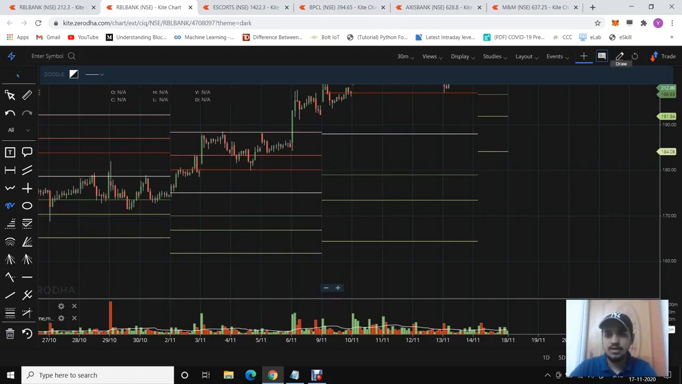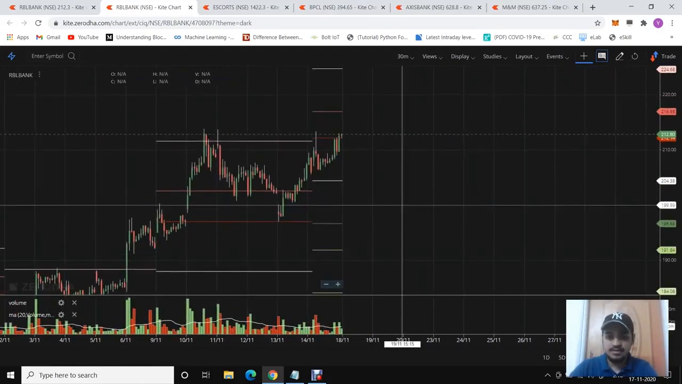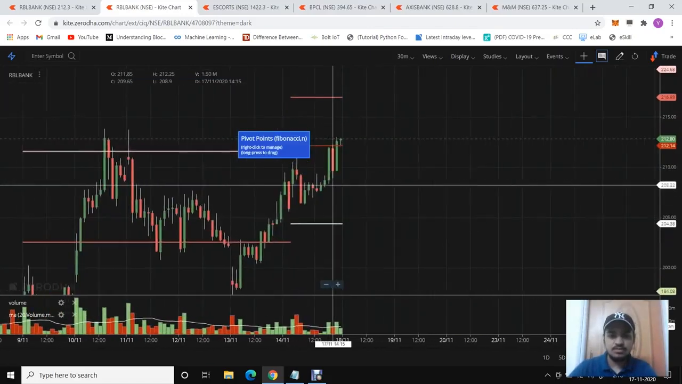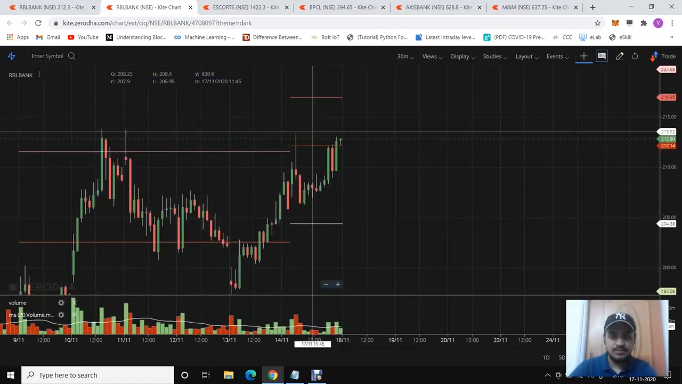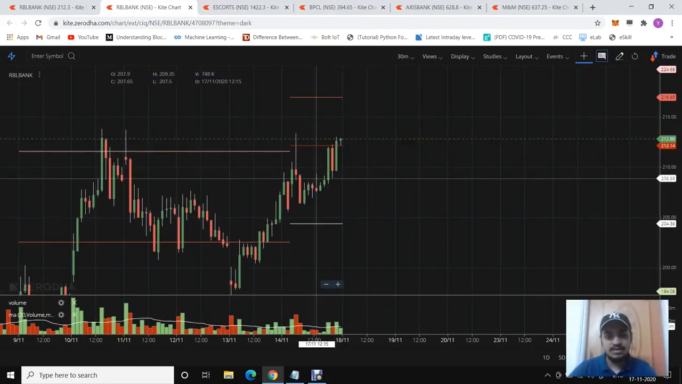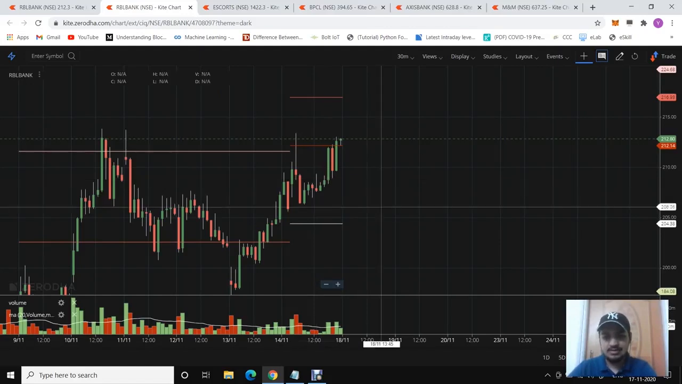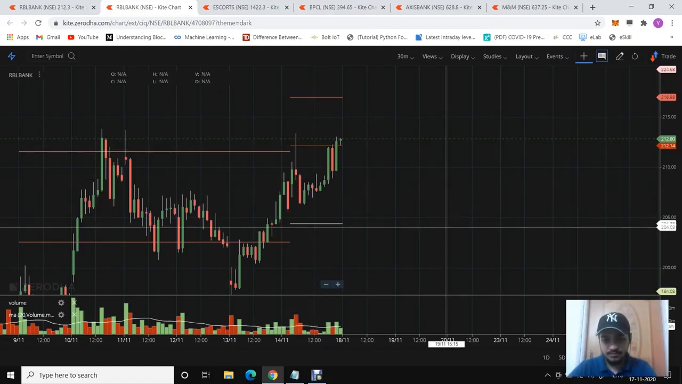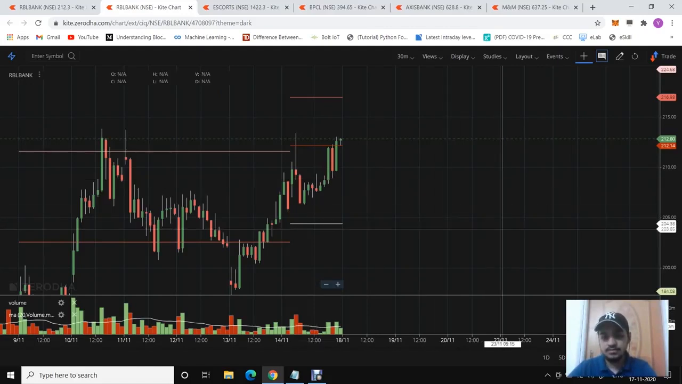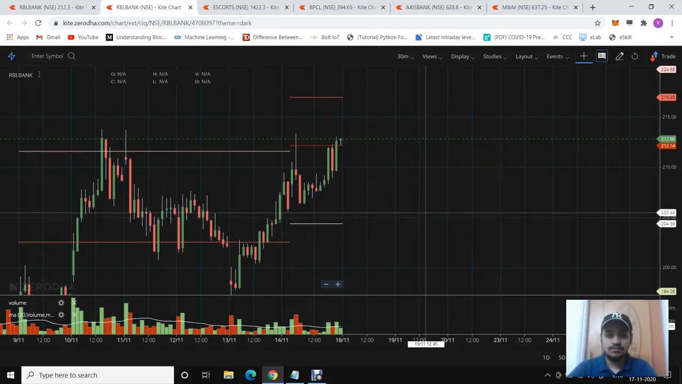That is the same thing. So these are the weekly pivot points. The only difference is that they change weekly. This set of pivot points which you can see right now in RBL Bank will last for the entire week, that is till 20th of November, Friday. From 23rd of November, that is from the next Monday, we'll have a new set of weekly pivot points. So these are your weekly pivot points.